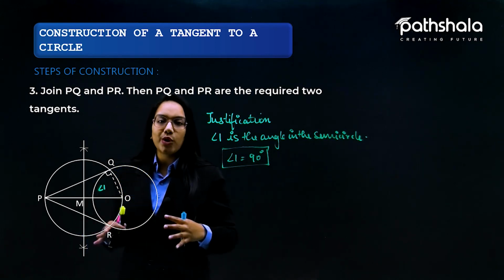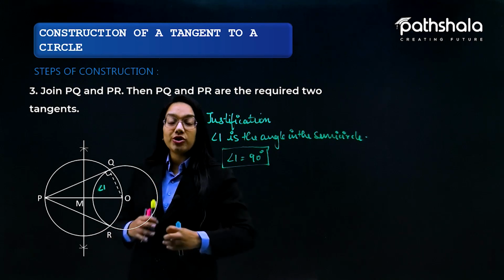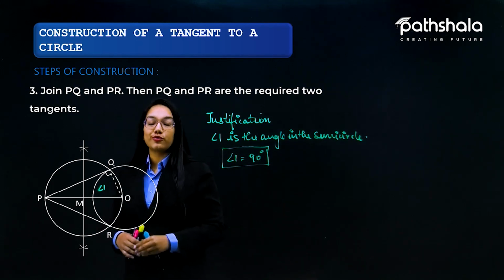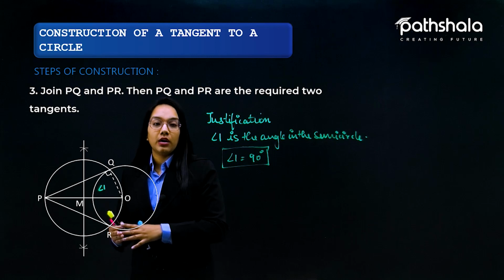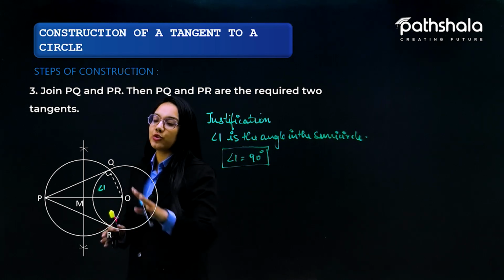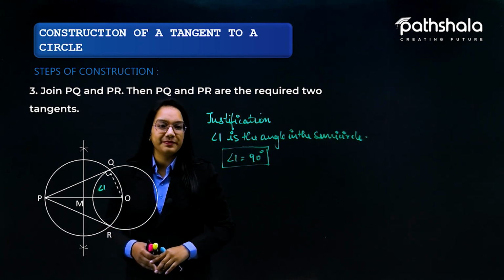So this is all about construction number 1, which is related to drawing the two tangents from a point outside of the circle. I hope all the steps related to it are clear to you.